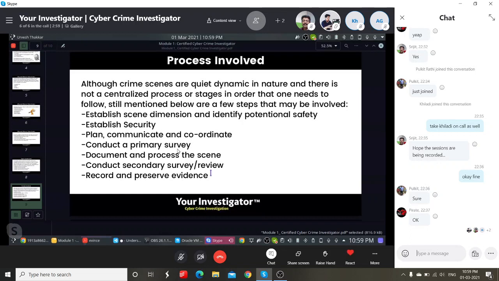Conduct the secondary survey, which is also a review phase. Review the things that you have done, and add or change anything that is different from the actual crime scene you observed, or where some modification is needed. Then record and preserve the evidence.